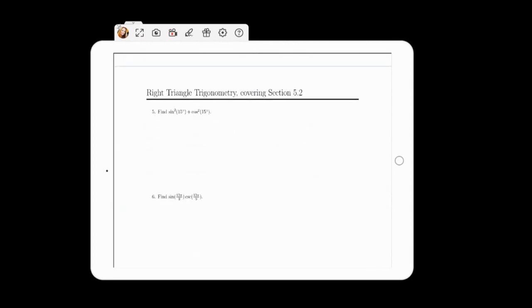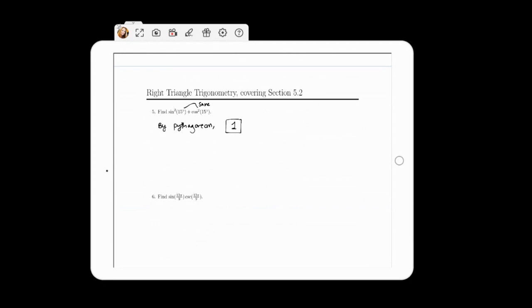Okay, look at number 5. This problem asks us to find sine squared of 15 degrees plus cosine squared of 15 degrees. Since the angles are the same, 15 degrees in both, I can use the Pythagorean identity. So by the Pythagorean identity, sine squared theta plus cosine squared theta equals 1. That's it, just 1.